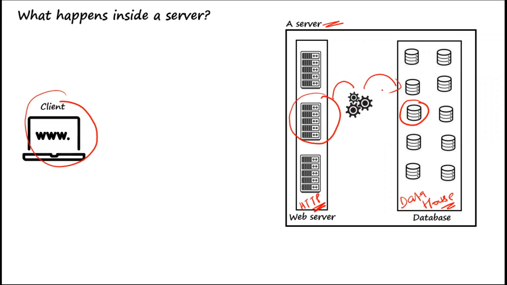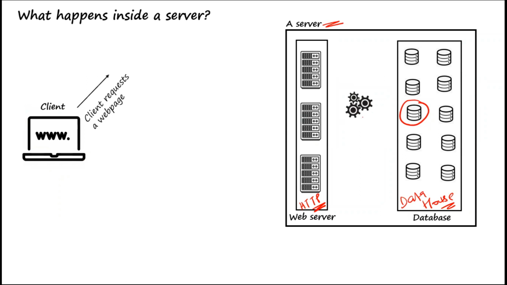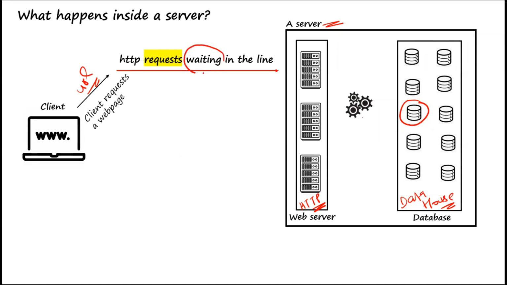So let's understand the process. Let's go step by step. Client requests a web page, so it enters a URL and goes for the search. Now this HTTP request is waiting in the line. The word waiting is very important. Why is the server making it wait? Server is checking for the protocol. Does the request have HTTP? If yes, then it would allow. If the request does not have HTTP, then it would not allow. In our case, the request is HTTP, so it would allow.